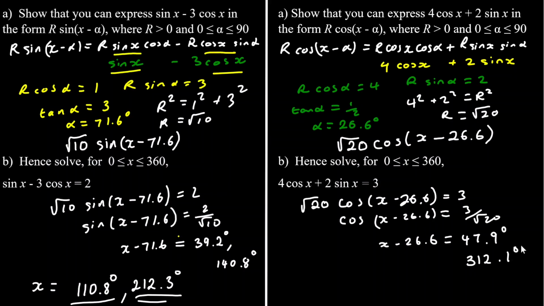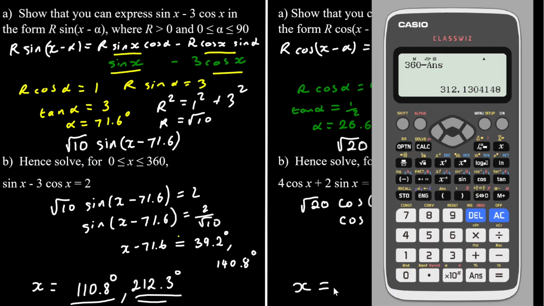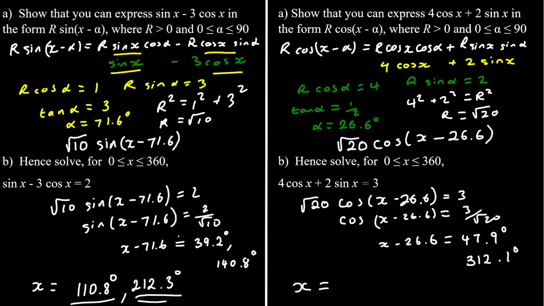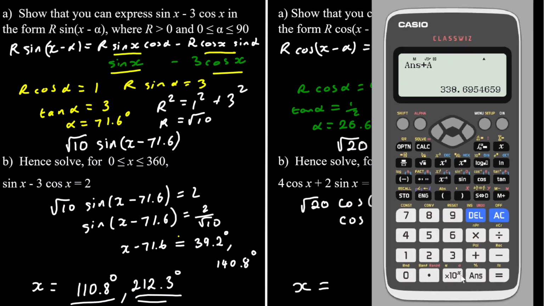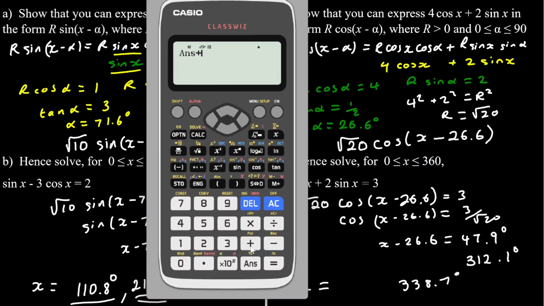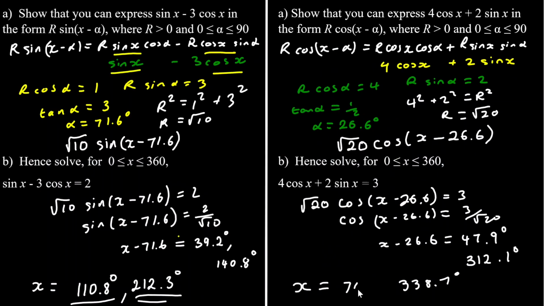And then if we add 26.6 to both of those, they will still be between 0 and 360. So add alpha, 338.7. Then B was 47.9 plus alpha, 74.4. So they are our answers.